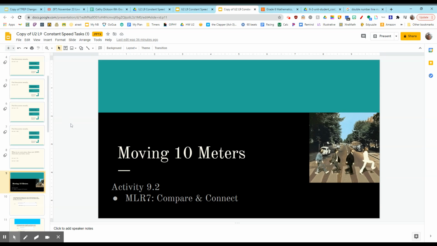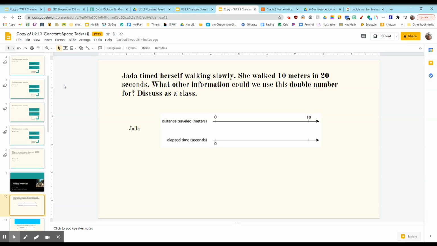All right, the lesson, moving 10 meters. You will need your double number line paper. If you are out of double number lines, you may use your own journal paper or get a new sheet from the substitute. Jada timed herself walking slowly. She walked 10 meters in 20 seconds. What other information could we use this double number line for? We're not going to discuss as a class. So you need to get out your double number line and start recording the information.